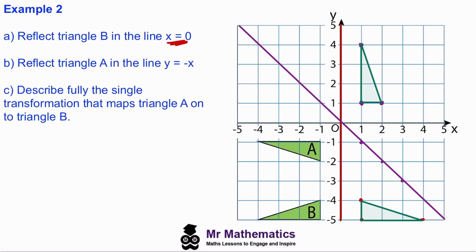And then finally for part C, describe fully the single transformation that maps triangle A onto triangle B. Well, we can see it's been flipped, so this is a reflection. And the mirror line will be halfway between the object and the image. So that'll be on this line, which is y equals -3. So we need to specify it's a reflection in the line y equals -3.